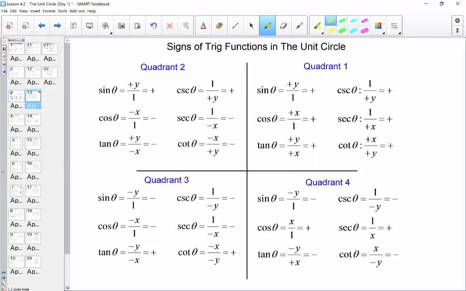Here's a diagram doing what we just did. So for example, if we look at the tangent in quadrant 2, we can see that the tangent of an angle in quadrant 2 equals a positive y value over a negative x value because it's opposite over adjacent. And that's going to give us a negative value. If we again look at tangent in quadrant 3, the opposite side was negative y and the adjacent side was negative x. A negative divided by a negative is a positive.